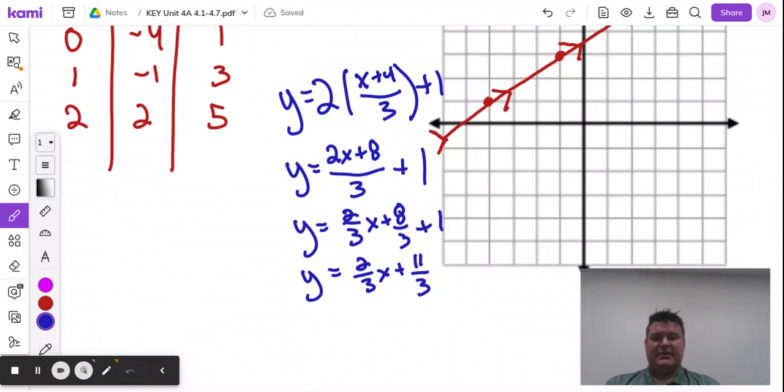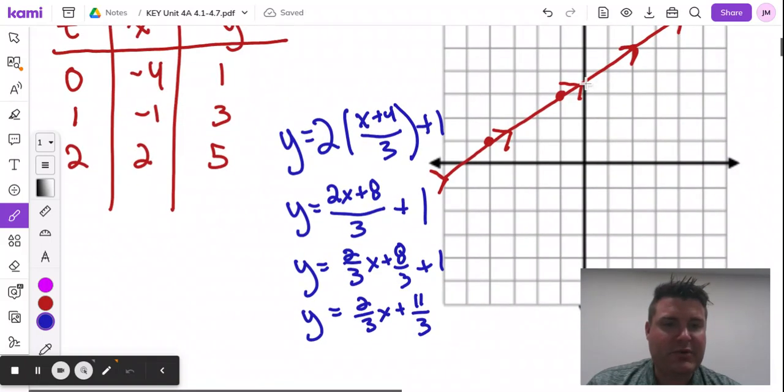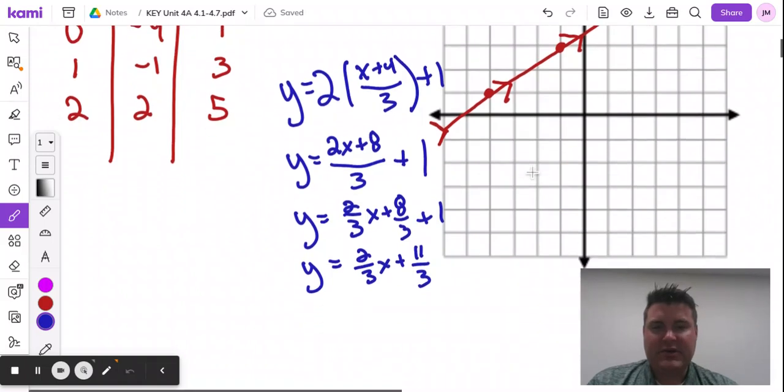So this is a line. That's a slope of 2/3. And you can see that from my dots. If I go up 2 over 3, perfect. 11/3 is a little bit over 3, which it looks like is the case here. So there you go. That's the equation of that.